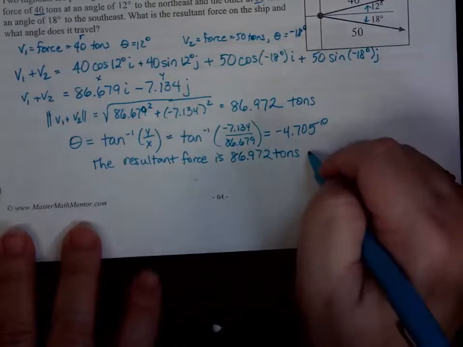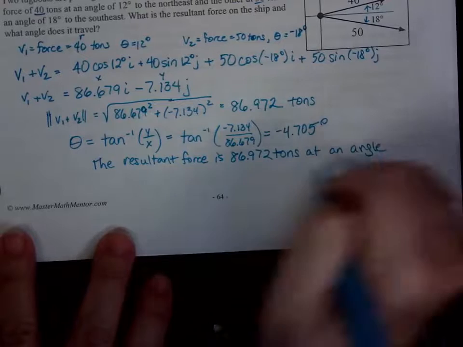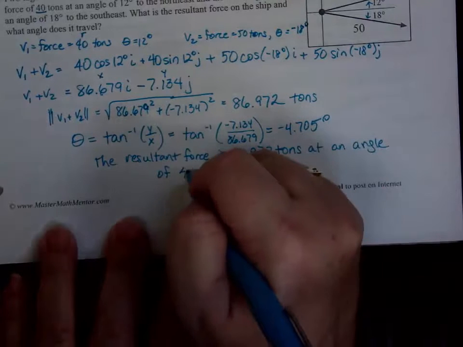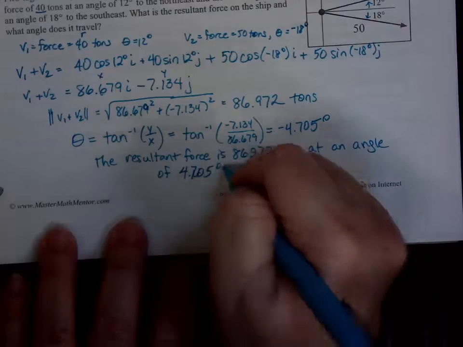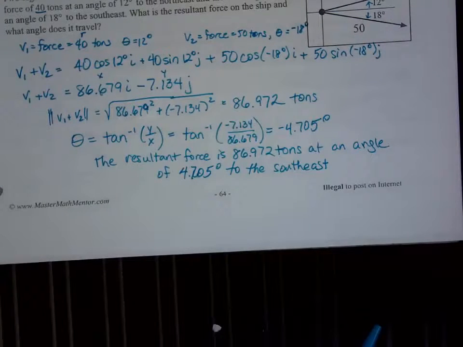And then it says at what angle? At an angle of, now, there wasn't a single negative angle in my problem. It described the negative angle differently. How did they describe the negative angle? What does it say? Southeast. Southeast. So we're going to use that. We're going to say this is at an angle of 4.705 degrees to the southeast. So they can't pull the boat exactly straight, but it's off by just 4 degrees, almost 5.